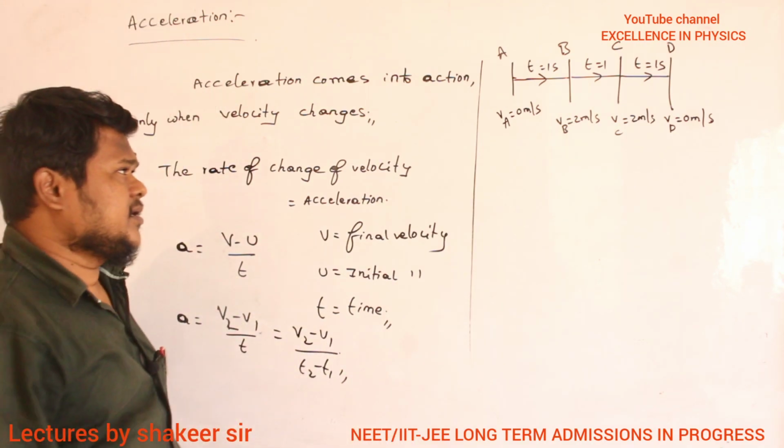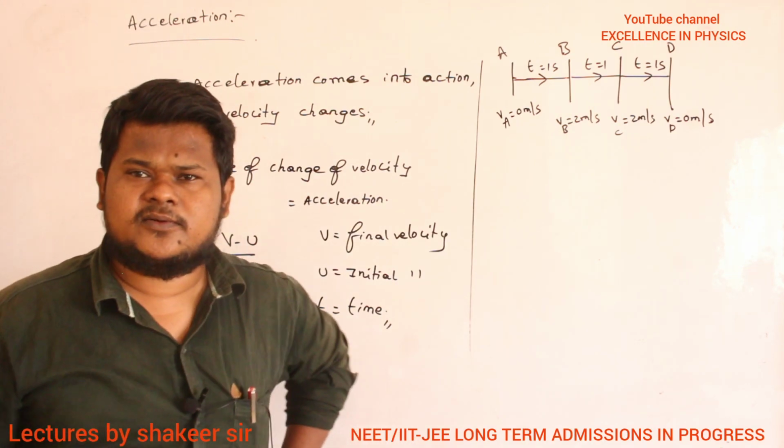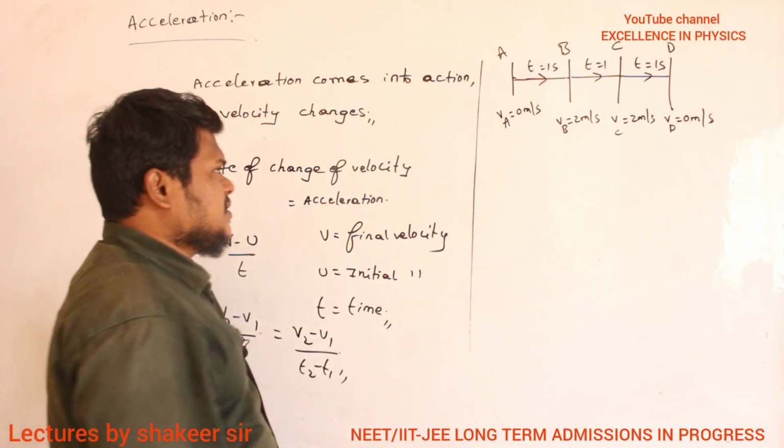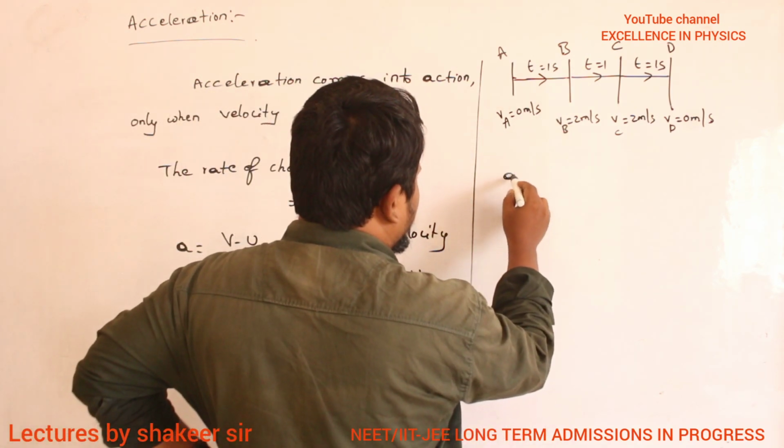Are you able to understand? A to B is one interval, B to C is another interval, and C to D is another interval. Now the question is, what is the acceleration between A and B?